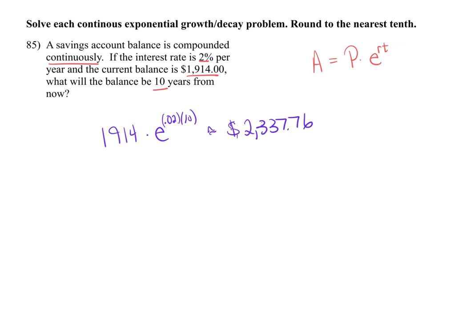All right? If it decays, then it's going to be less than 1. So you're actually going to have to do a different rate there, not 0.02. So these are all growth. So again, make sure you have a calculator, 1,914, and you're going to do multiply. You're going to hit that E button and it's going to automatically open parentheses. You want to put the 0.02 times the 10 in parentheses and close it.